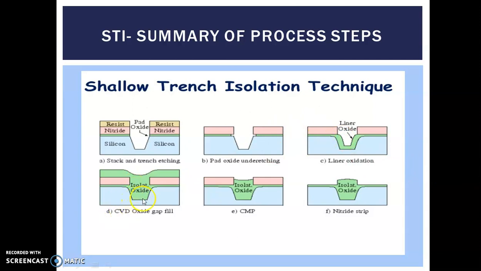Subsequently, the CVD oxide is deposited using CVD, and you can see here this oxide is above this nitride, and in the CMP stage this planarization is carried out, that excess oxide is being removed, and subsequently the nitride is also removed.